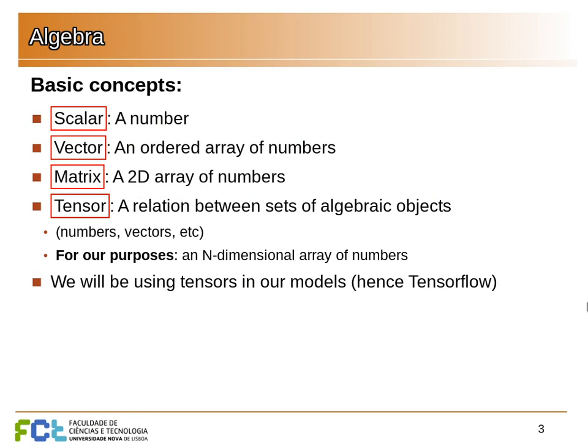If you have a single number, we call it a scalar. A vector is an ordered array of numbers. A matrix is a two-dimensional array. And if you generalize this, a relation between any of these sets, this is a tensor. So basically, for our purposes, we can call everything tensors, scalars, vectors, matrices, whatever. And the reason why the library is called TensorFlow is because it deals with these objects.